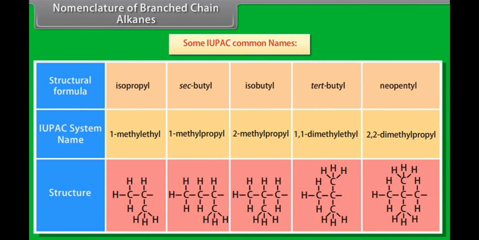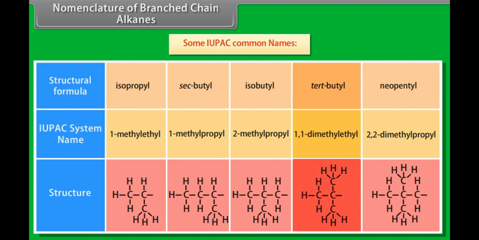Some IUPAC names of common groups: the common name is isopropyl, its IUPAC name is 1-methyl ethyl, and its structure is this. Common name is sec-butyl, its IUPAC name is 1-methyl propyl, and its structure is this. Common name is isobutyl, its IUPAC name is 2-methyl propyl, and its structure is this.